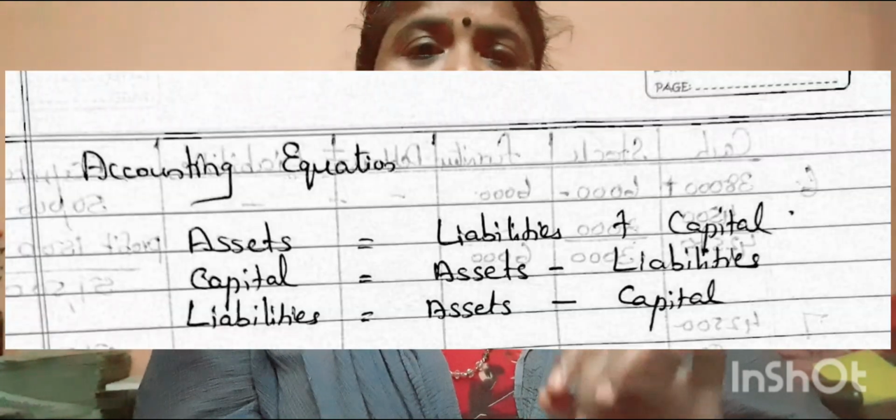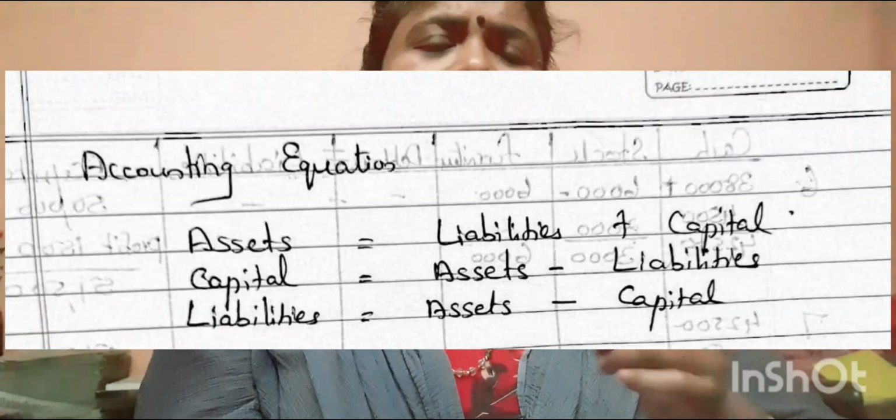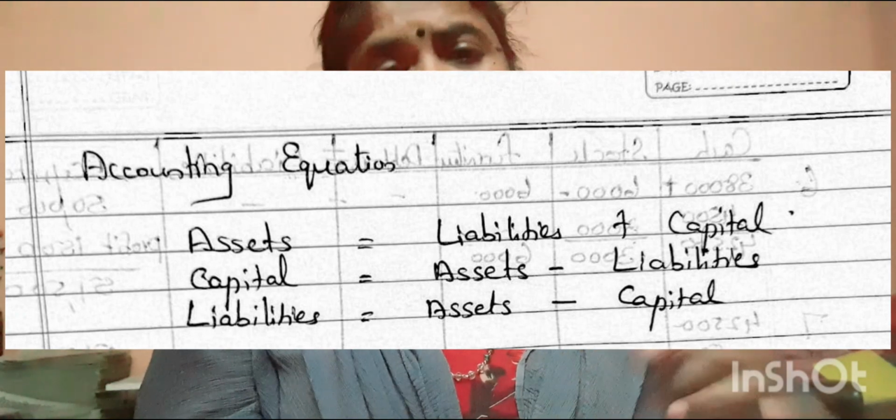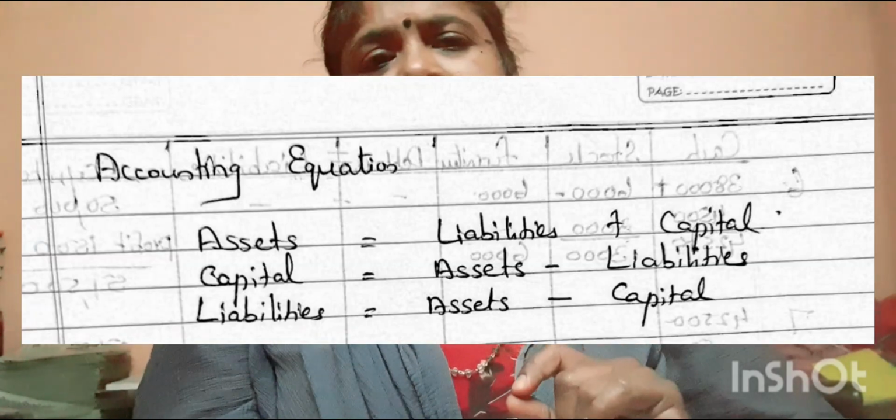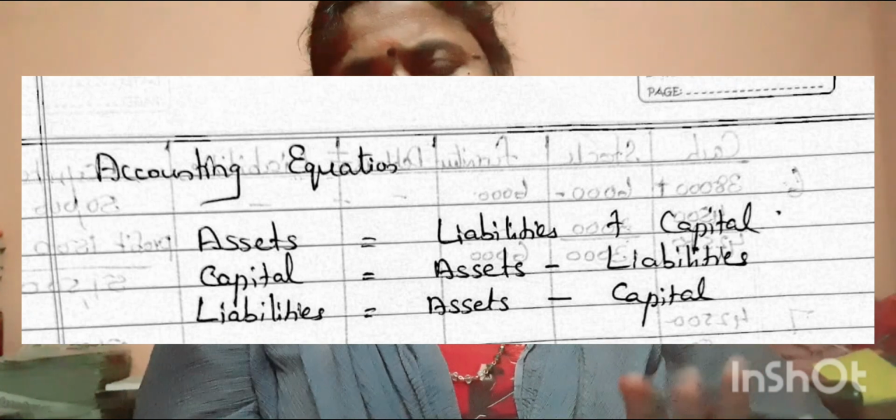Then two questions we will discuss in this video. Then you will get the equation: asset is equal to liabilities plus capital. Then liability is equal to asset minus capital. Then capital is equal to asset minus liability. In fill in the blanks and all, this type of question will be asked. Okay. Our main equation is asset is equal to liability plus capital.